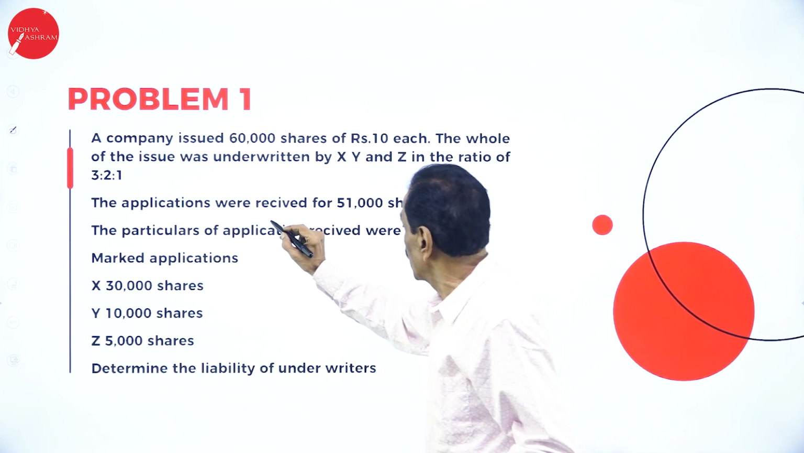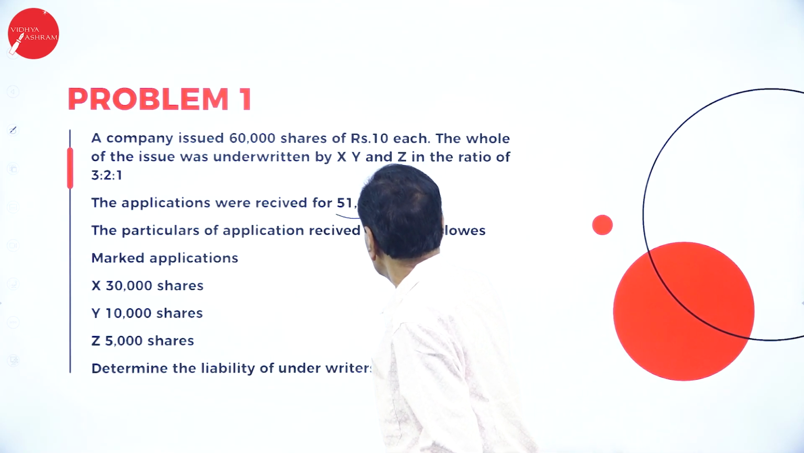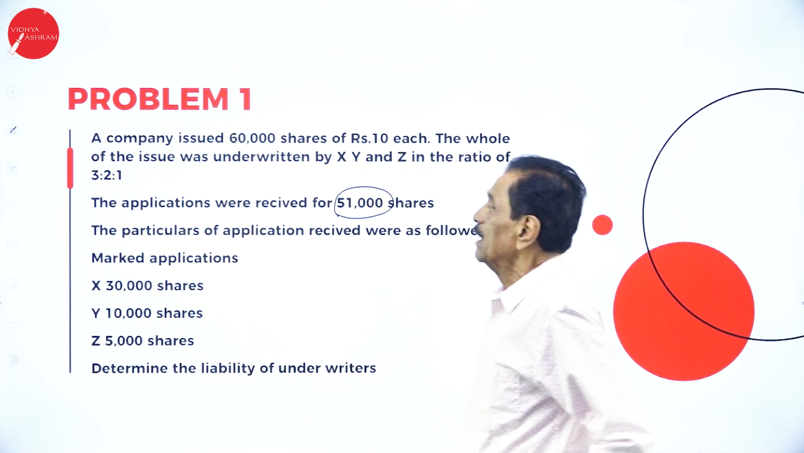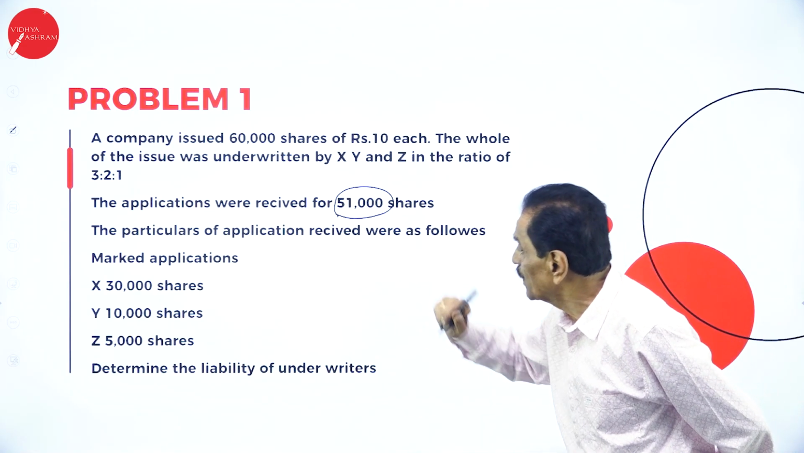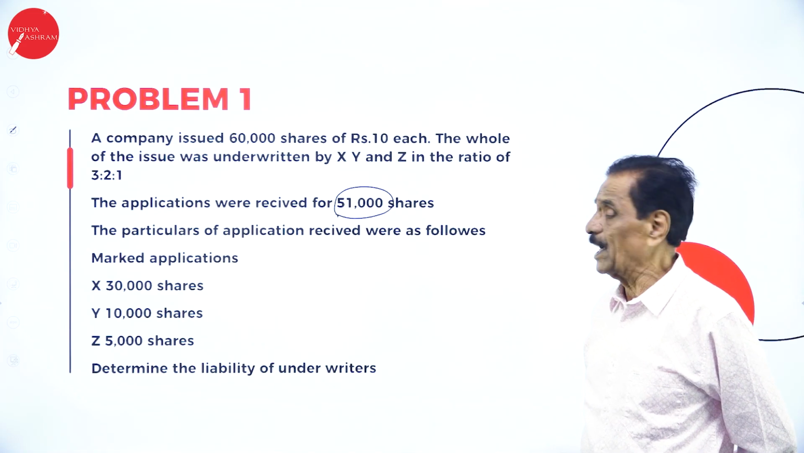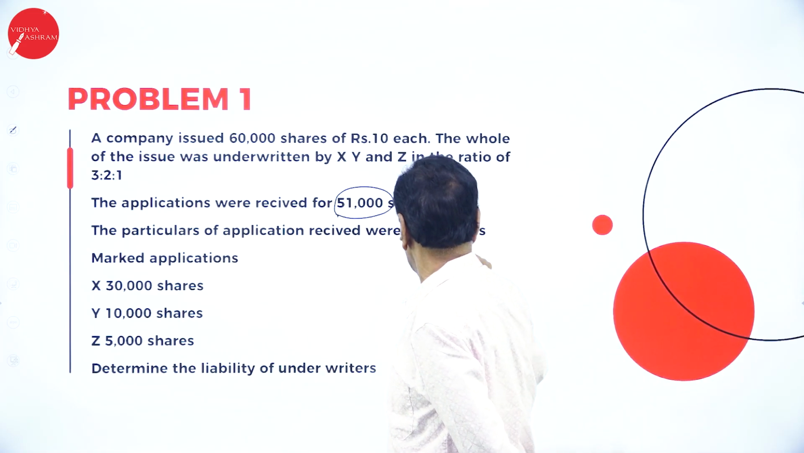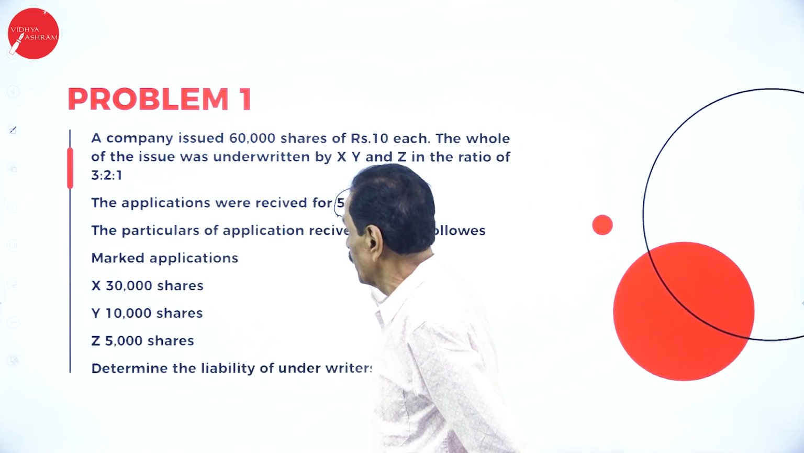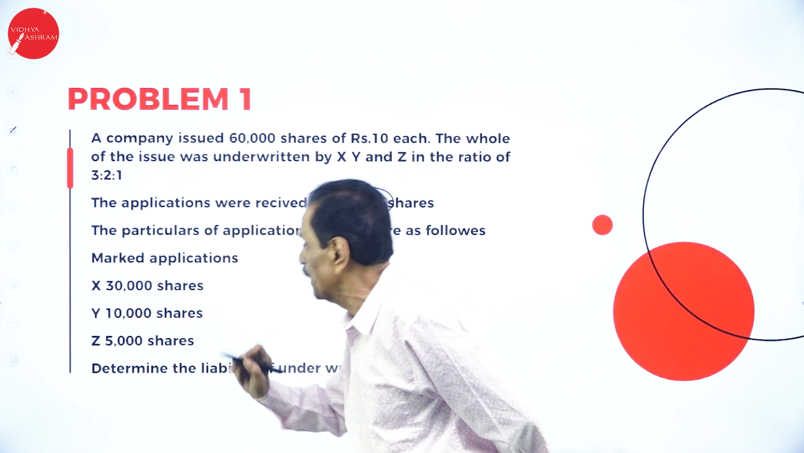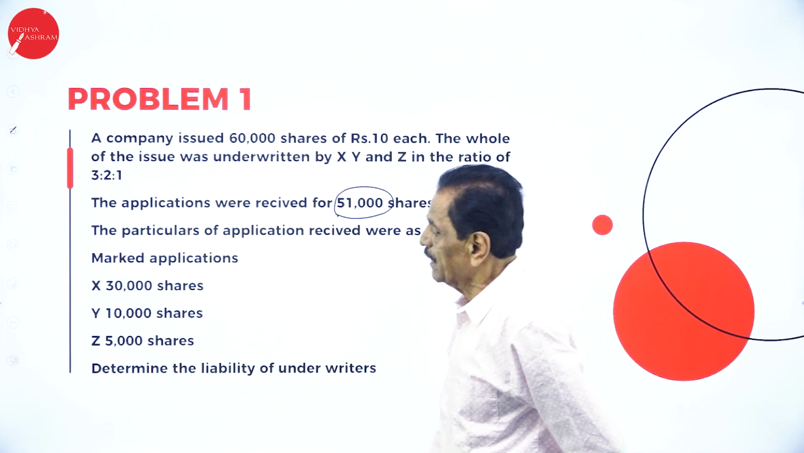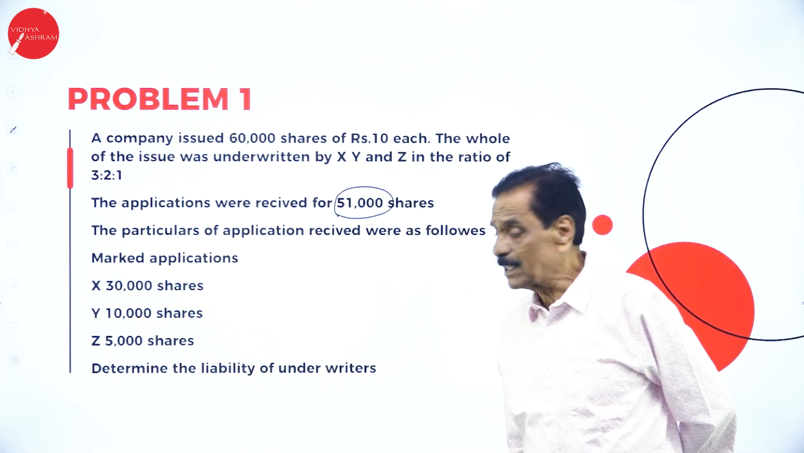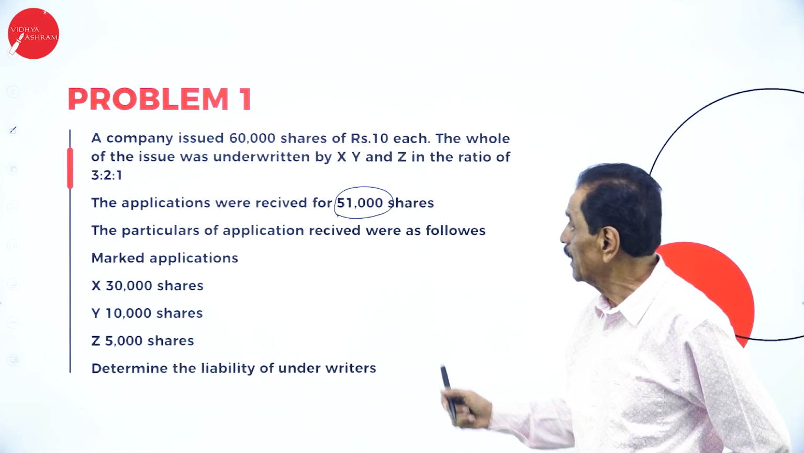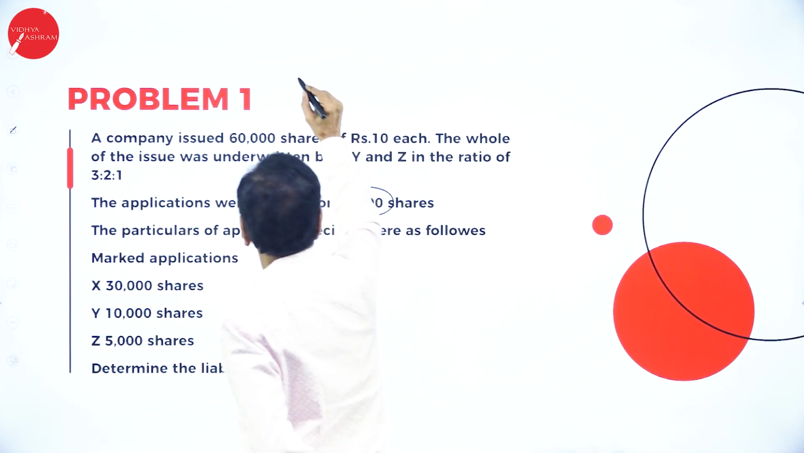The applications received were for only 51,000 shares. How many shares are we issuing? 60,000. But how many applications were received? 51,000 shares. The particular applications received are as follows. In that 51,000, the marked applications are 30,000 plus 10,000 plus 45,000. Determine the liability of underwriters.